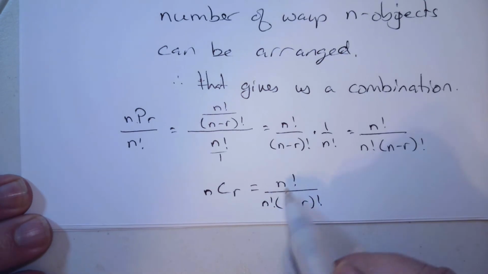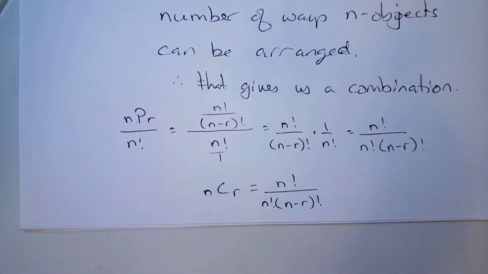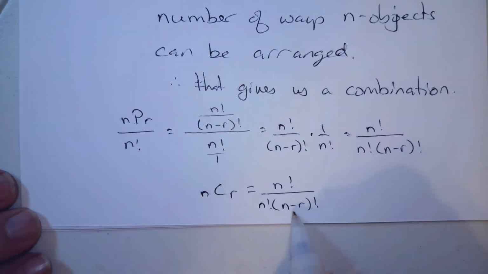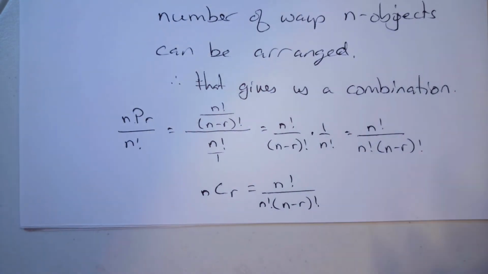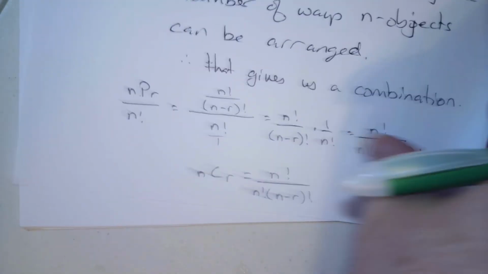And no, you can't just cancel the n factorials and get 1 over n minus r. That doesn't work that way. If you do that, then we get a fraction. So do not cancel n factorials. They're actual numbers. They tell us the number of ways objects are possible.